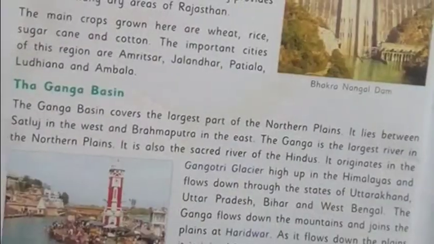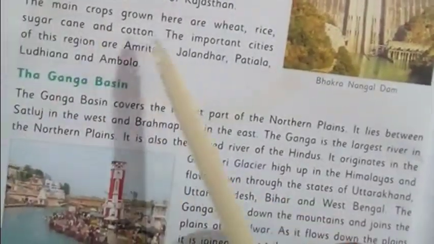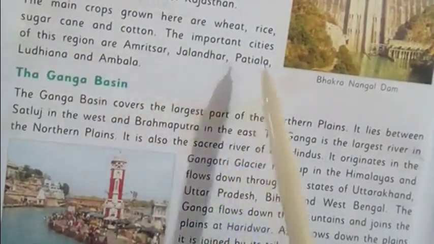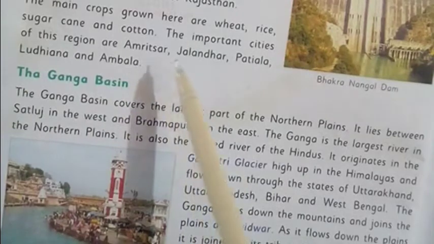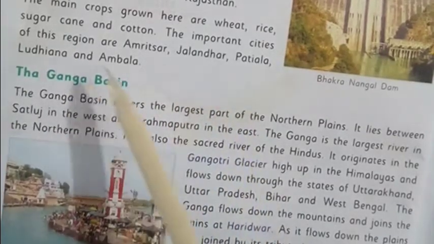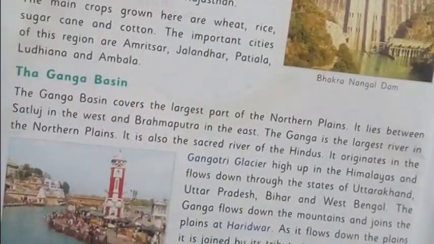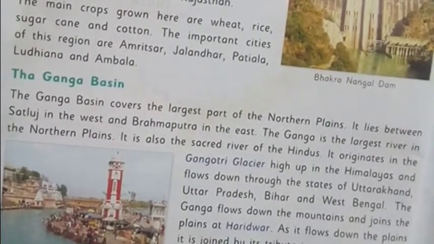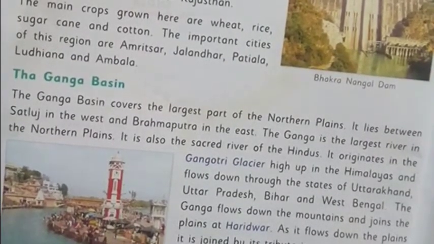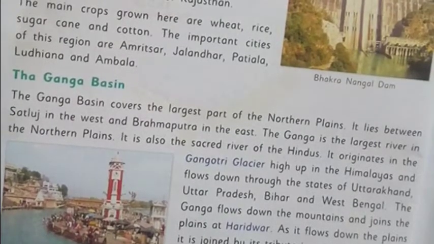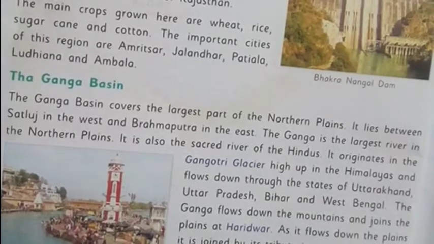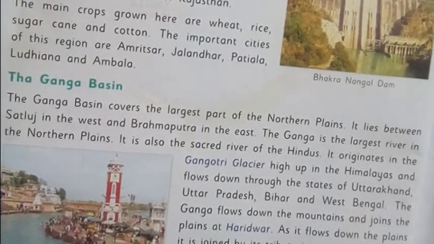The main crops grown here are wheat, rice, sugarcane, and cotton. The important cities of this region are Amritsar, Jalandhar, Patiala, Ludhiana, and Ambala. Now, the main crops which are grown in this area are wheat, rice, sugarcane, and cotton. And the important cities of this area are Amritsar, Jalandhar, Patiala, Ludhiana, and Ambala.